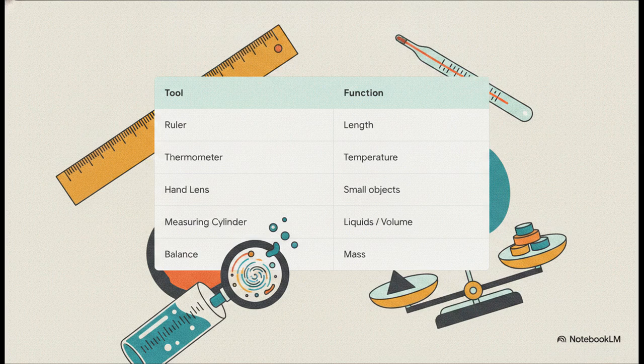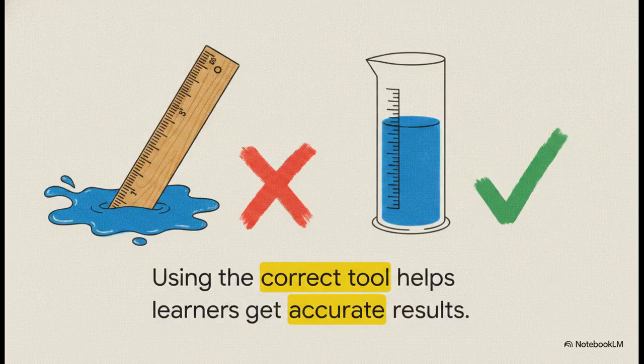Notice how there is zero overlap in their primary jobs. A balance is never going to tell you the temperature, right? Every instrument has a distinct, specialized scientific job. Which brings us to a fundamental, unbreakable rule of science. Using the correct tool helps learners get accurate results. Honestly, if you use the wrong tool, your investigation is dead in the water before it even begins.